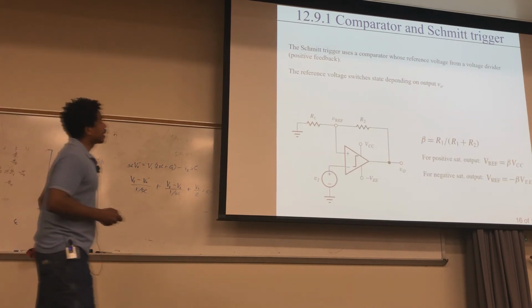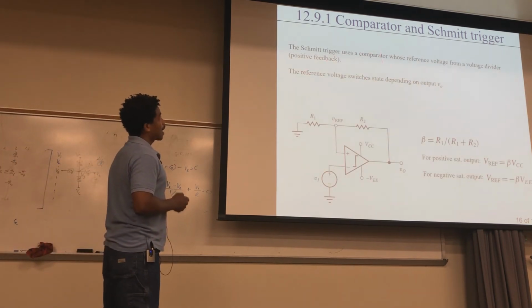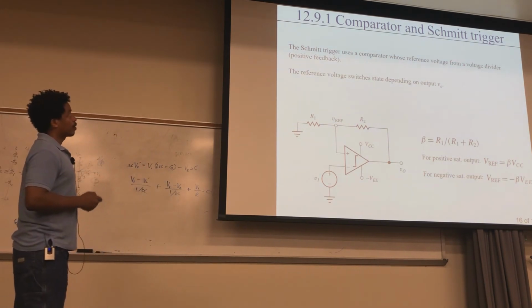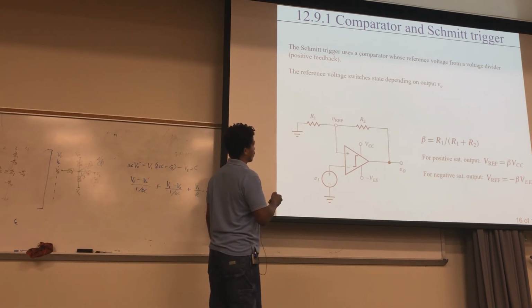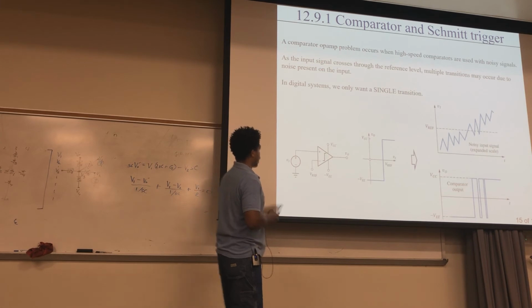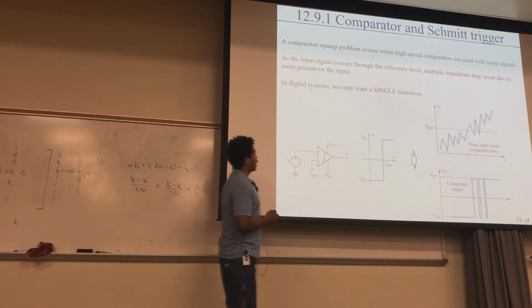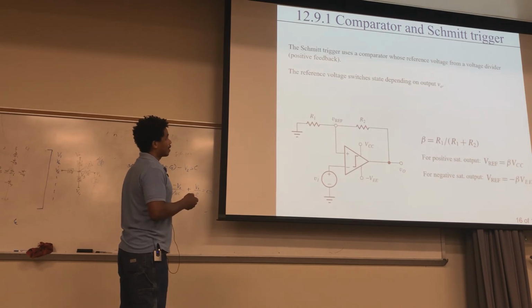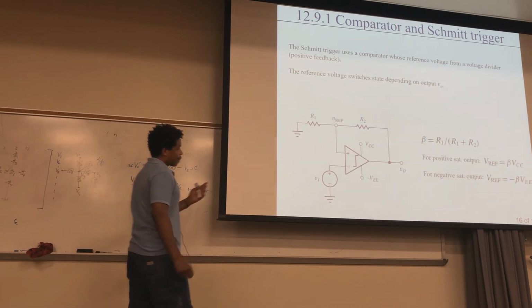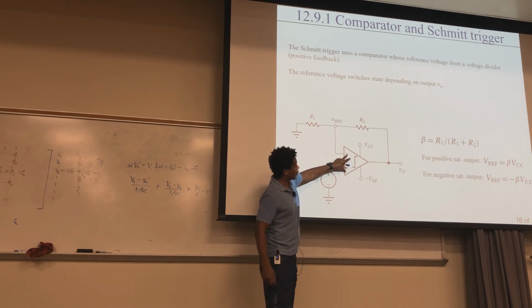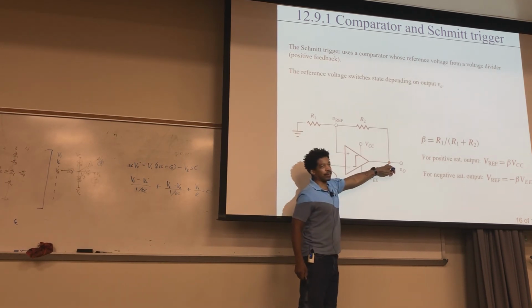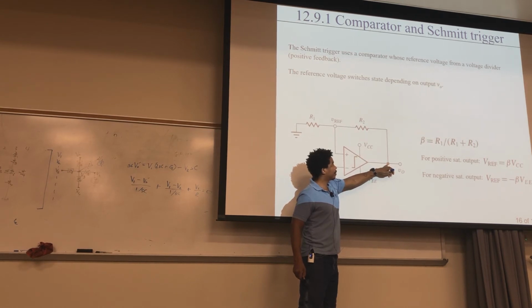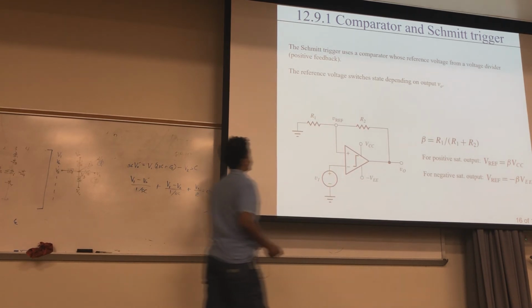Okay, so how that works: the Schmitt trigger uses a comparator whose reference voltage from a voltage divider right here is its positive feedback. So here's a reference, compared to what you had before, some reference. Now the reference right here has some feedback associated with it. So that means that here's your comparator, right? Its reference right here now depends on what state it's in, which is really nice.